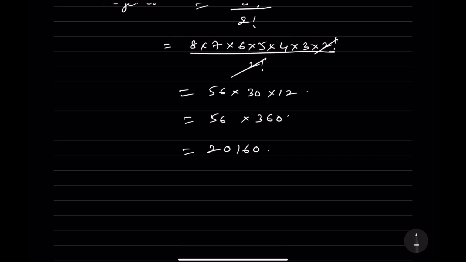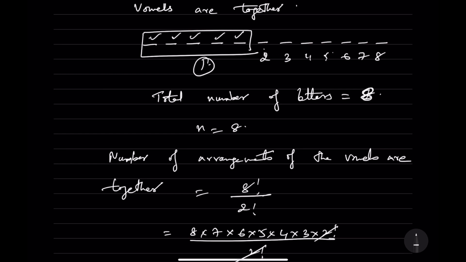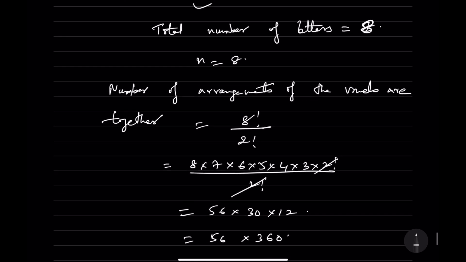Again, this is the total number of arrangements, but here A, E, I, O, U can also be arranged in different ways, isn't it? So in what ways can they be arranged, we have to see. They can be arranged in 5 factorial.